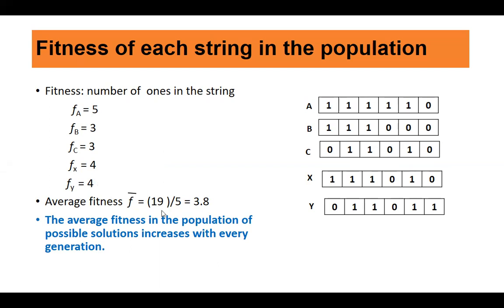So here you have 5 individuals, so the summation of this is divided by 5. The average fitness is 3.8. So the proportion of possible solutions with higher fitness increases with every generation.